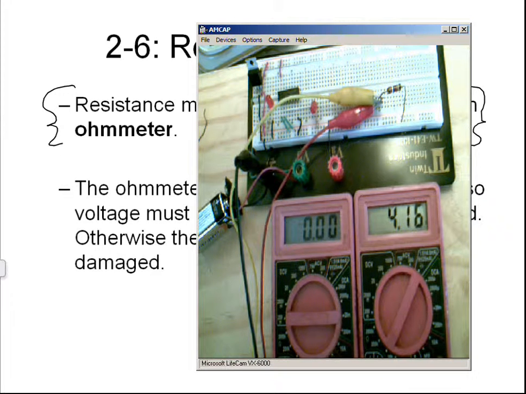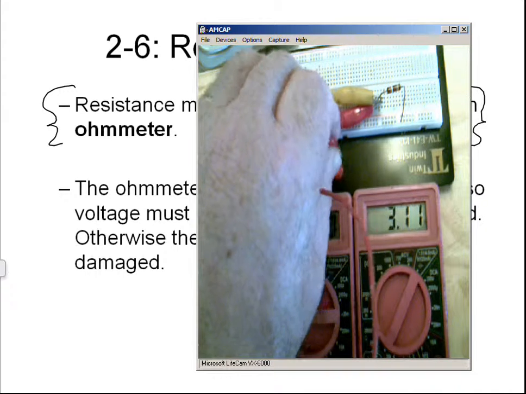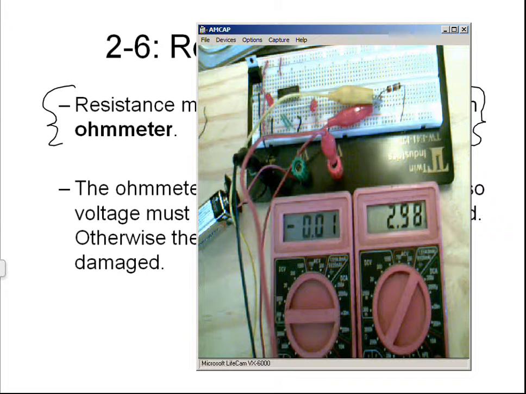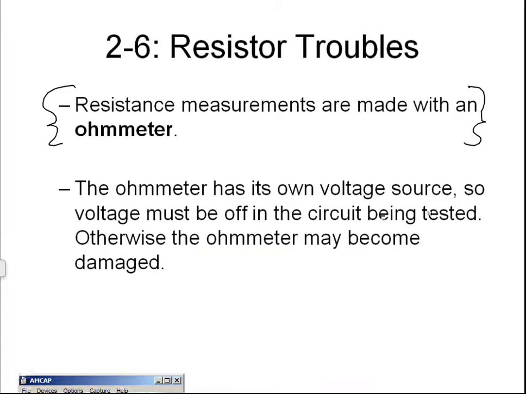This is actually a 3.9 kilo ohm resistor, plus or minus 10%, I think. So that's what happens if you don't isolate it from the rest of the circuit. And let me get rid of this and take them down. So, like I said, an ohm meter has its own voltage source, so voltage must be off in the circuit being tested, otherwise the ohm meter may become damaged.